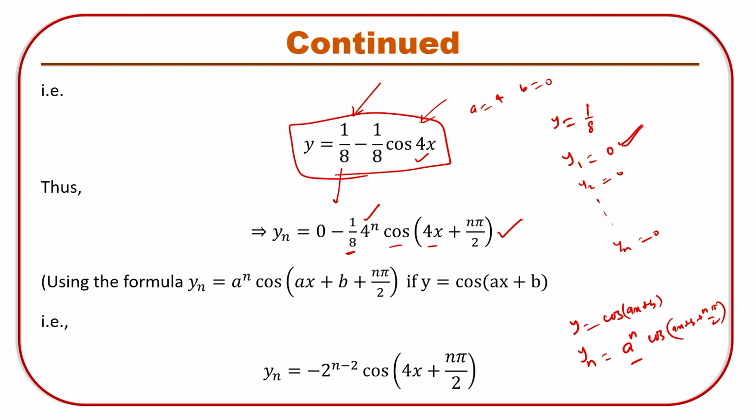And you can just modify it. 1/8 can be written as 2^(-3). So, use this formula, and it will become 2^(2n-2) cos(4x + nπ/2), right. So, that is how we had reached that conclusion, right.